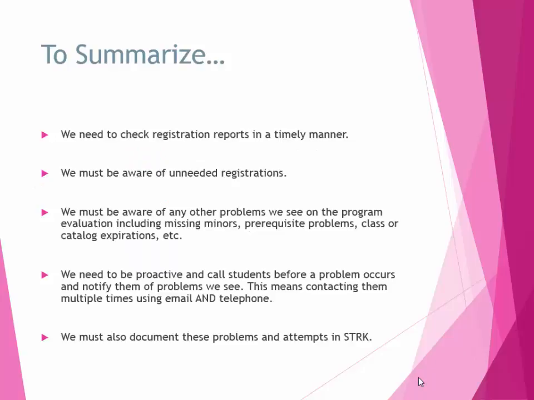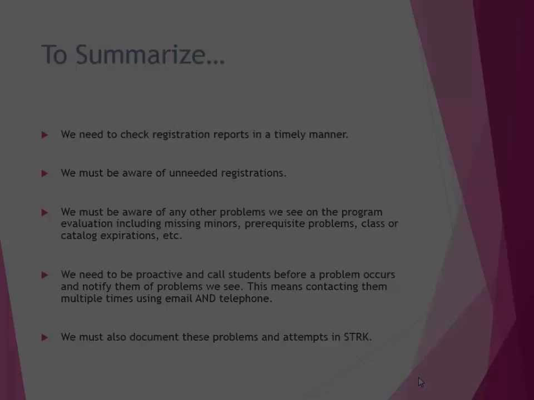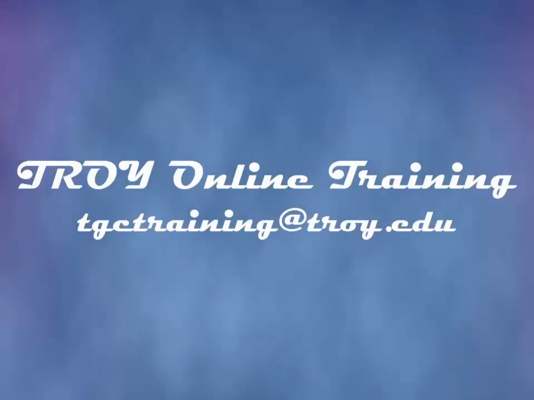So to summarize all of that, we just need to make sure that we're checking our reports in a timely manner and that we pay attention to those courses that aren't needed for the program. Other problems such as missing minors, prerequisite problems, section numbers, and catalog expirations are important to take note of as well. We want to make sure that we're being proactive and we're calling and emailing the students and letting them know about problems that can occur and have already occurred. And we want to document any of these problems that we face in STRK to help the student out and create a record.